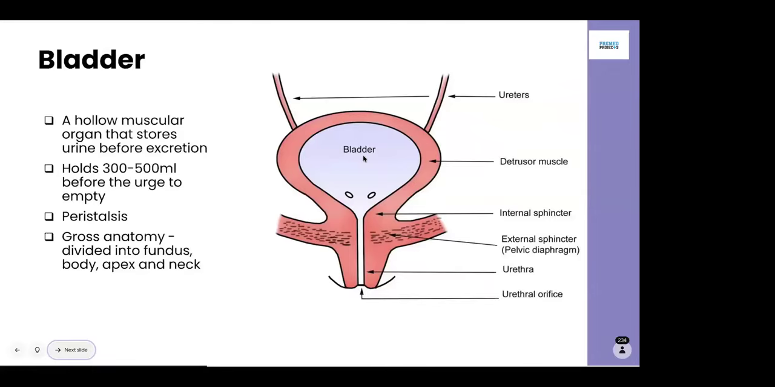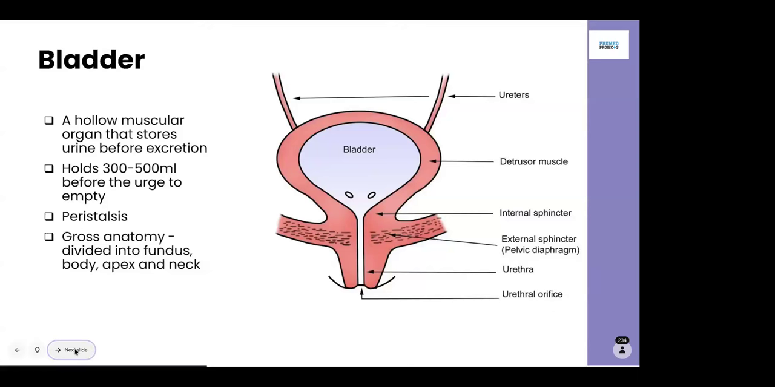And then we have the bladder. The bladder is a hollow muscular organ that stores urine before it gets excreted, and it can hold around 300 to 500 milliliters of fluid before the urge to empty. It also empties through a process called peristalsis. This is what it looks like. It's got different parts: the body, the apex, which is at the top, a neck and a fundus. These are just parts of the bladder. And it has these muscles here: the detrusor muscle, the sphincters, and the pelvic floor muscles, and they all help assist the bladder.